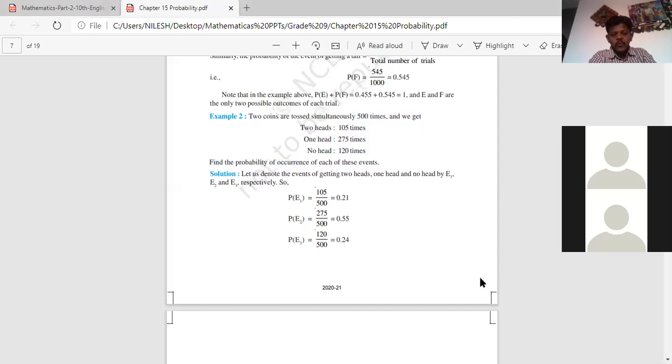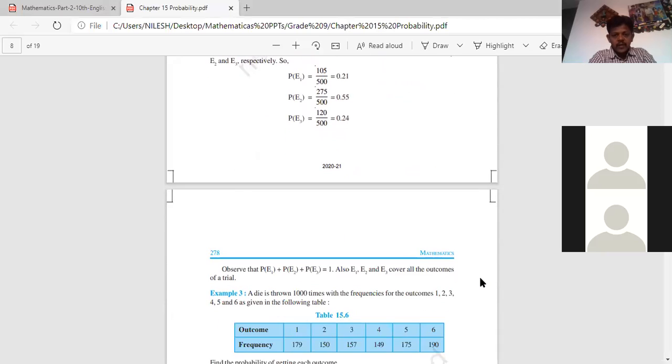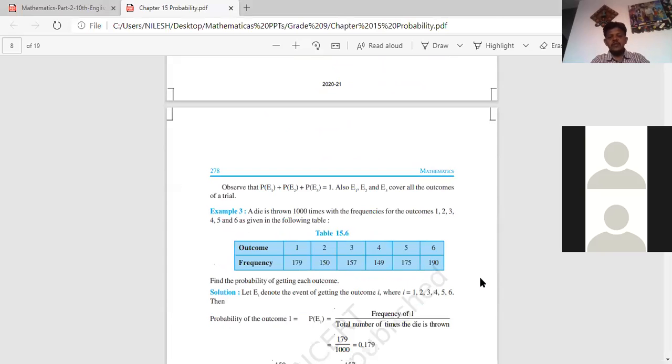Yes or no? Yes, sir. So these are the only 3 possibilities. That is why we have taken those 3 events, or they have given us those 3 events. Are you understanding? Any difficulty with this part? No, sir. That's what they have found out: 0.21, 0.55, and 0.24.